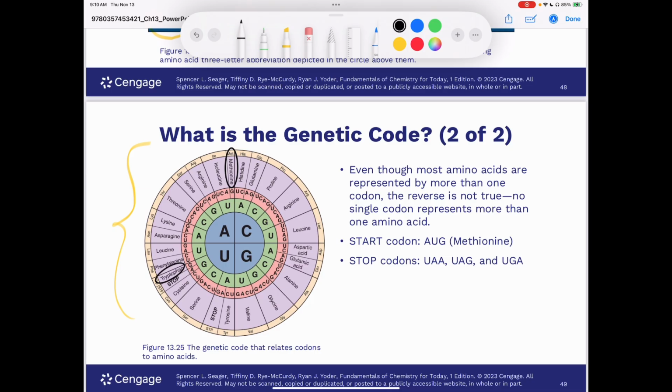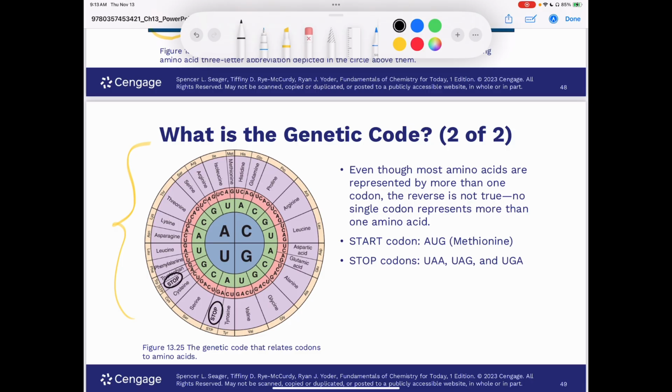Only methionine and tryptophan are represented by single codons, as you can see here. Leucine, serine, and arginine are the most degenerate, with each one being represented by a possibility of 6 different codons. The remaining 15 amino acids are each coded by at least 2 codons. Even though most amino acids are represented by more than one codon, the reverse isn't true. No single codon represents more than one amino acid. Each three-base codon represents one and only one amino acid.